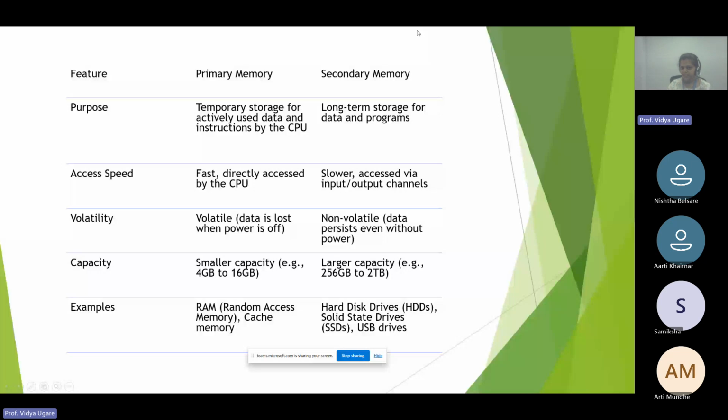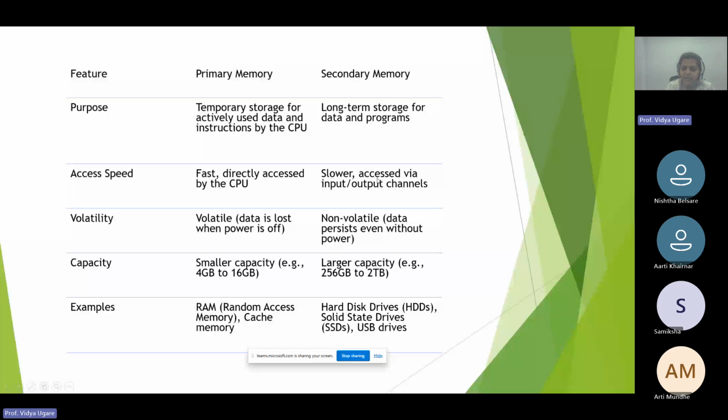Primary memory is used to store the data temporarily, the data and instructions used by the CPU. Whereas the purpose of secondary memory is when you want to store data and programs for a longer time. Let's say you have huge data, then definitely you should have a secondary memory. And what is the speed of accessing this memory from the CPU? The CPU can very fastly access primary memory because it is easily and directly available to the CPU. Whereas secondary memory is slow compared to primary because it is accessed through input and output channels.